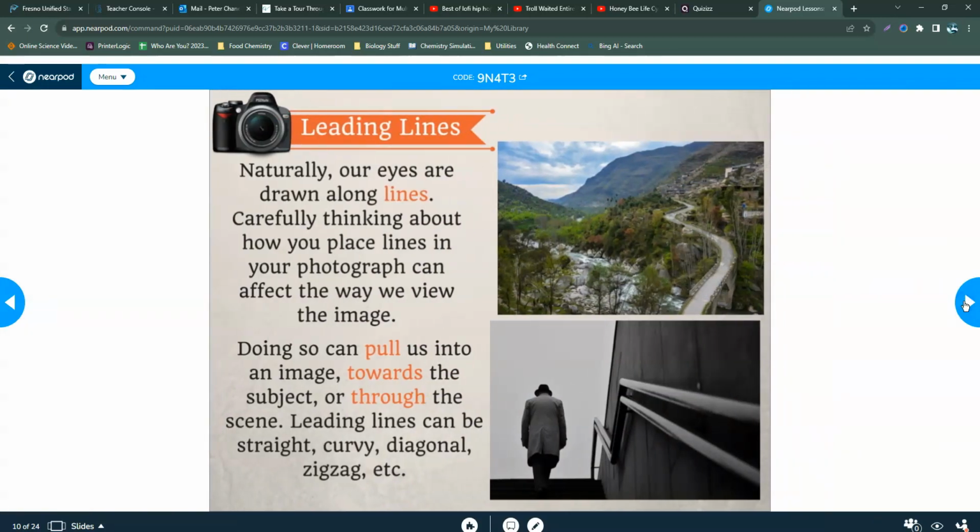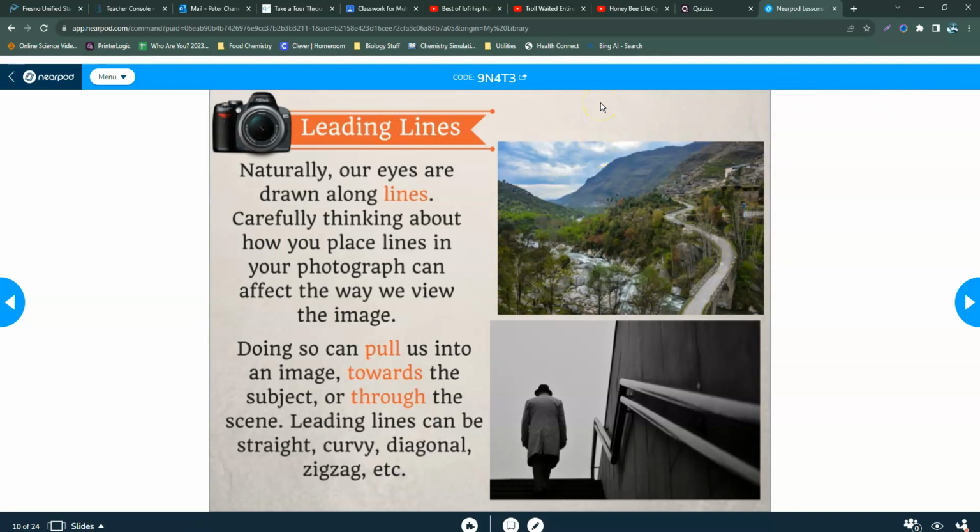The next element we'll talk about is leading lines. Naturally our eyes are drawn along lines. Carefully thinking about how you place lines in your photograph can affect the way we view the image. Doing so can pull us into an image, towards the subject, or through the scene. Leading lines can be straight, curvy, diagonal, zigzag, or any other way.